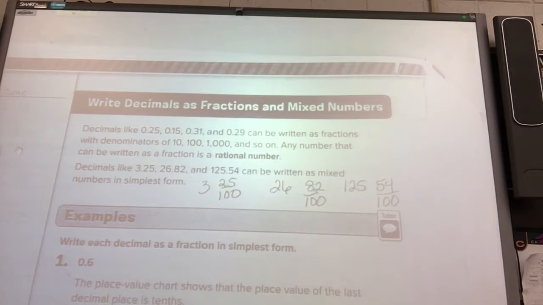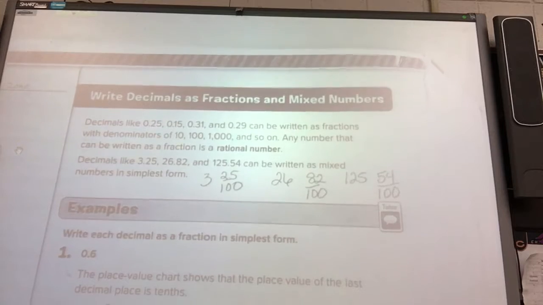Okay, and then of course you could reduce your fractions. We're not going to worry about that right now. I just want to show you how you could write those. So your whole numbers to the left of the decimal are written as whole numbers, and your decimals are written over 100, or depending on what you have, and we'll see below, might be over 10 or even 1,000.